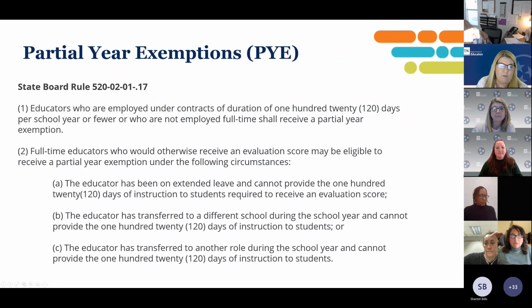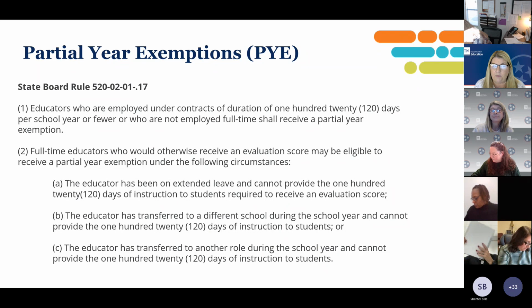Partial year exemptions, or what we refer to as PYE, are in state board rule. And a partial year exemption is an educator who is employed for a contract of 120 days or less. People who are not employed full-time are also partial year exemption. There are some examples of full-time educators who might be eligible for a partial year exemption under the following circumstances.